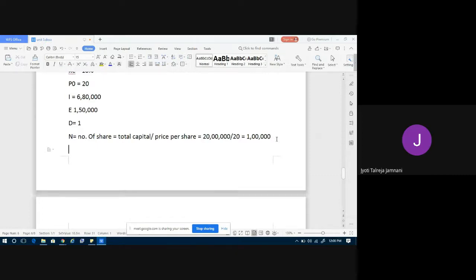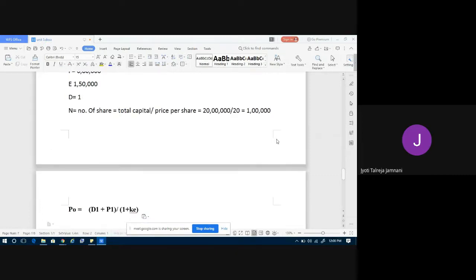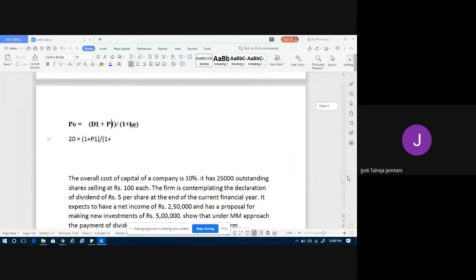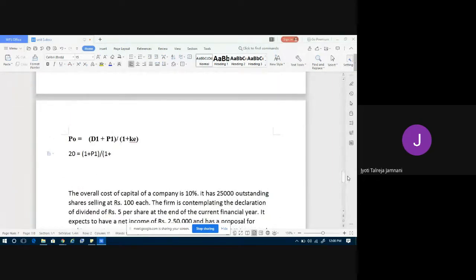Start doing it. P naught is equal to, P naught is given, which is the price today, 20, given in the problem, is equal to the dividend given in the problem, 1 rupee, plus we have to find P1. We don't know what P1 is. The whole divided by 1 plus KE. So 1 plus the cost of equity is also given in the problem. Let's just check. It's 10%. So 0.10.